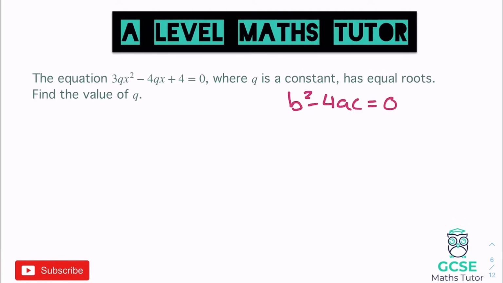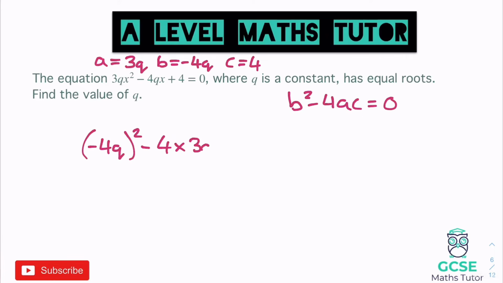And if we extract the pieces from here again, we've got a this time equals 3q. What's in front of x squared? We've got b is equal to negative 4q, and we have c is equal to positive 4. So not very nice at all in the way that it looks. But let's just have a look at going about this. So b squared, so we have negative 4q is our b, and that's going to be squared. And we are going to take away 4 times 3q times another 4. There we go. And that is all going to equal 0.